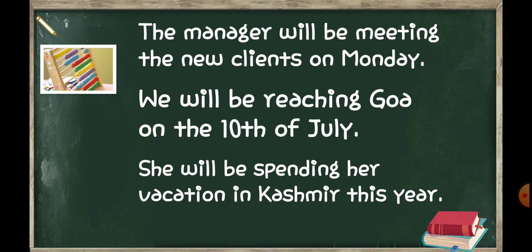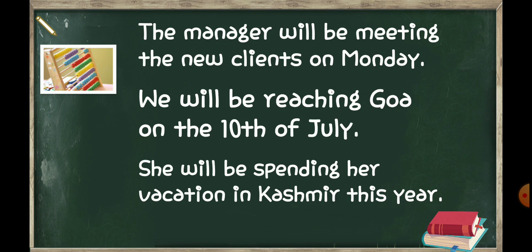See the next thing. We'll be reaching Goa on the 10th of July. So I have already booked the tickets and you'll be traveling and you'll be reaching Goa on the 10th of July. You know that this action will be happening on that particular day. So it is already planned. So to express that planned action, you can use it.